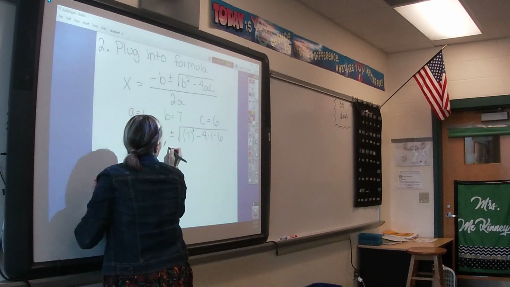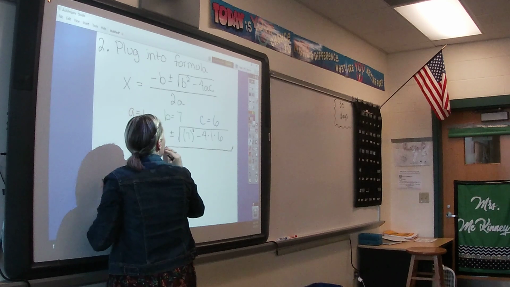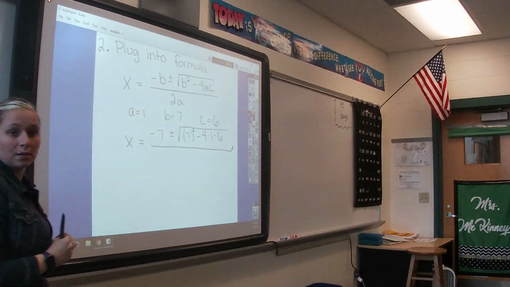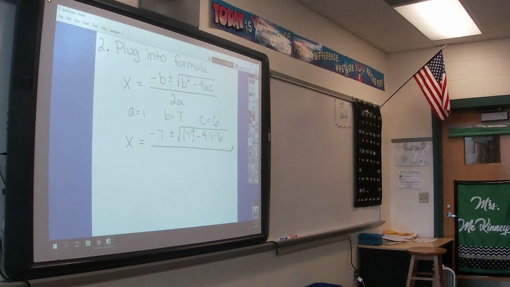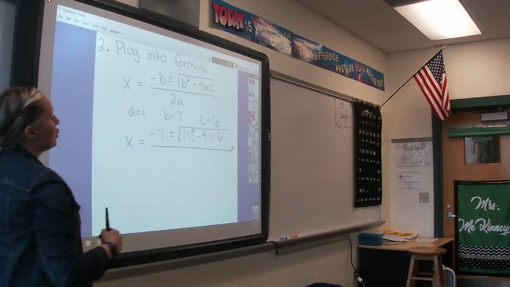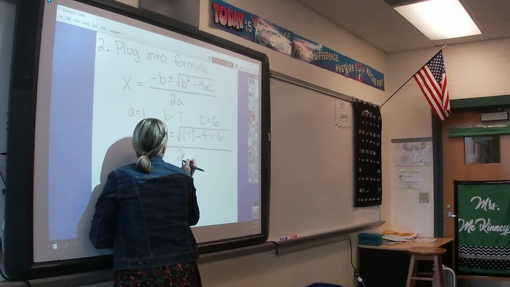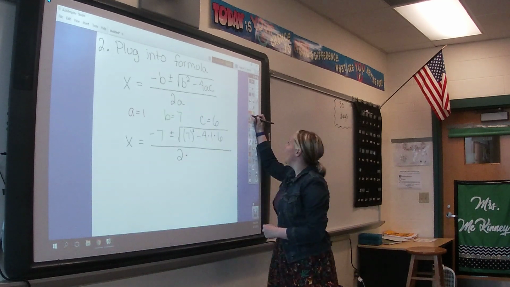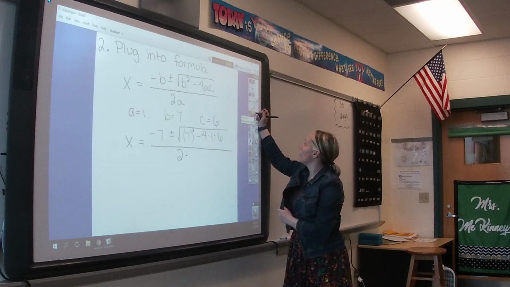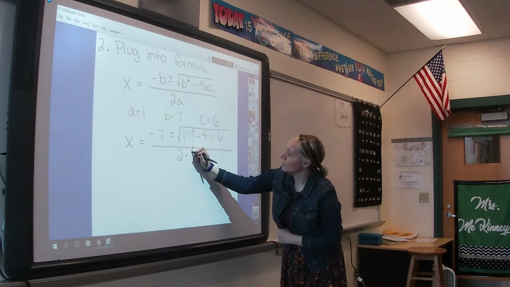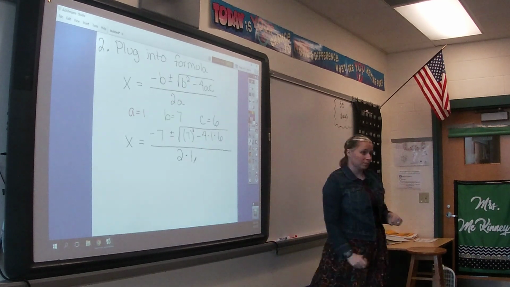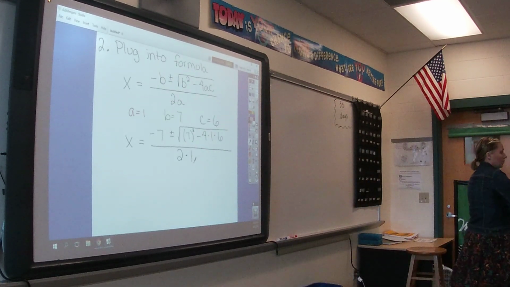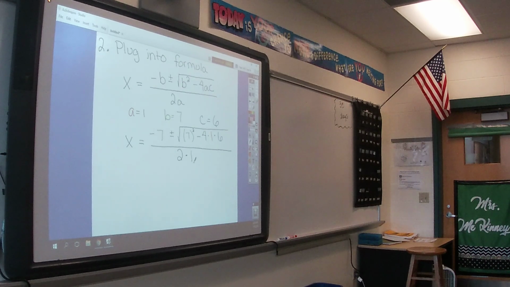All over, notice my fraction bar is encompassing the whole thing, all the way across. Not part of it, not some of it, all of it. All over 2 times A. What's A? 1. The better you get at knowing the formula, the quicker it is to plug it in.